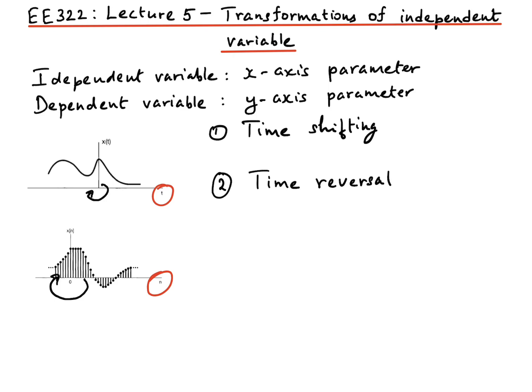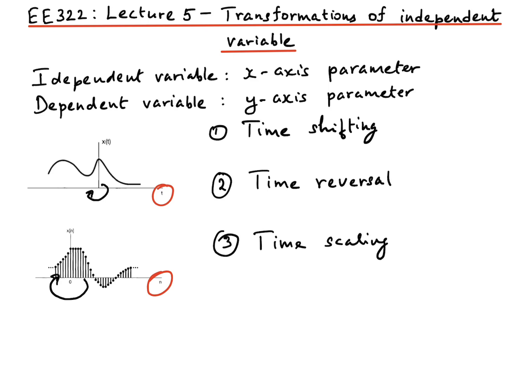And the third transformation that can be performed for the independent variable is called time scaling. In time scaling, we are basically going to multiply the time parameter with some constant. So the signal will either get compressed or expanded: the shape will remain the same, but the duration of the signal may become expanded, or it may become shorter. So we are either going to compress the signal or expand the signal. That is called time scaling.